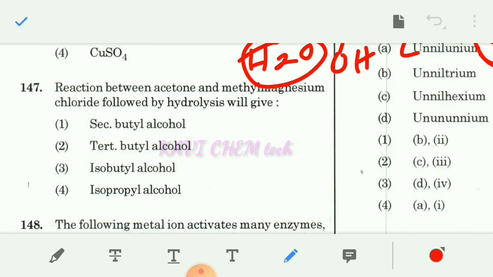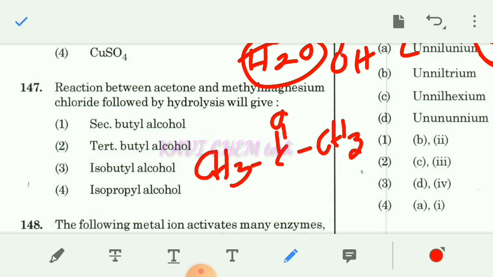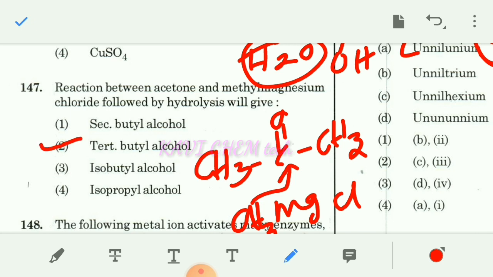So question number 147, the reaction between acetone and methyl magnesium chloride followed by hydrolysis is given. So acetone, it is CH3 C double bond O CH3. Okay, this acetone reacts with methyl magnesium chloride, CH3 Mg Cl. The CH3 will attack this carbon and form the tertiary butyl alcohol.